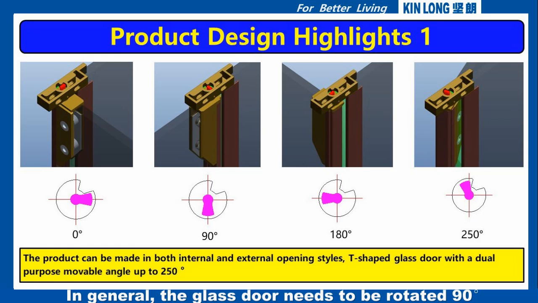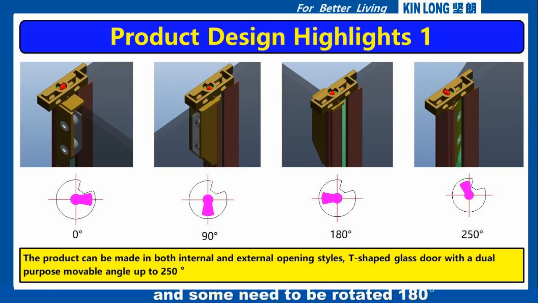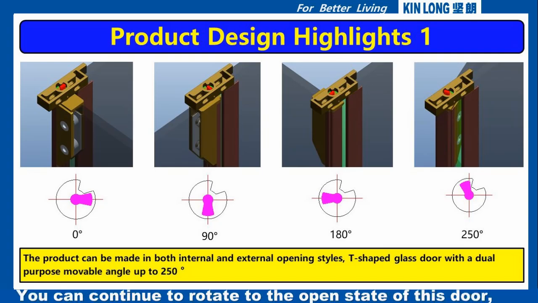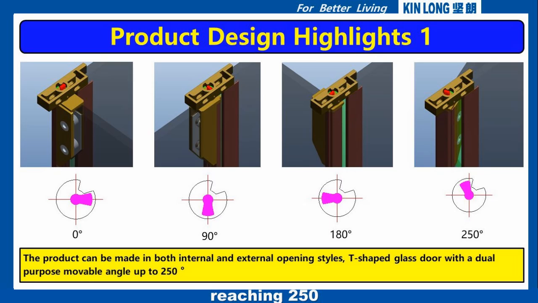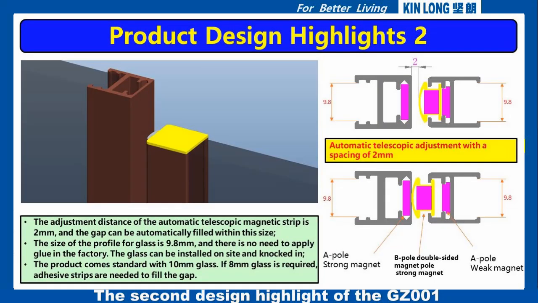In general, the glass door needs to be rotated 90 degrees from the closed state to the open state, and some need to be rotated 180 degrees to reach the closed state of another door. You can continue to rotate to the open state of this door, reaching 250 degrees. The second design highlight of the GZ001 series is the automatic telescopic magnetic strip, which can adjust the distance by 2 mm. Within this size range, it can be automatically adjusted to ensure sealing.